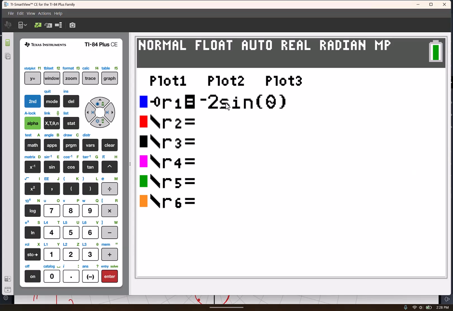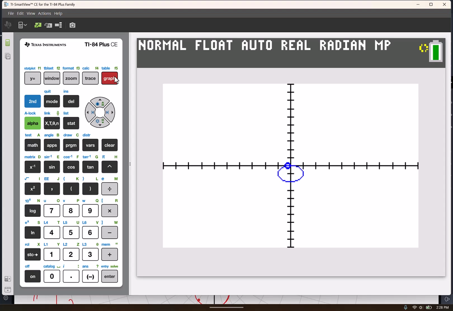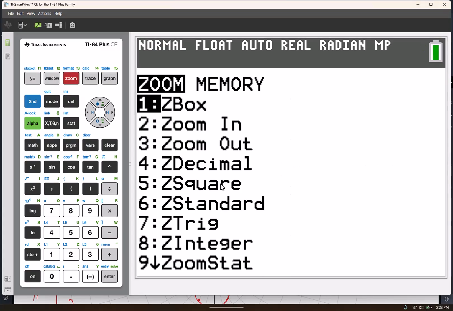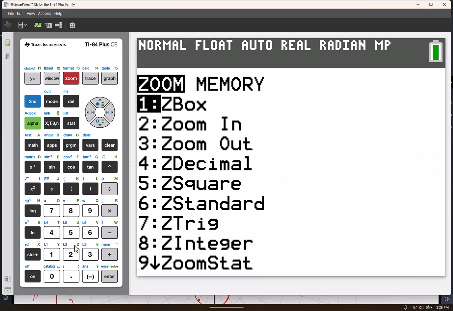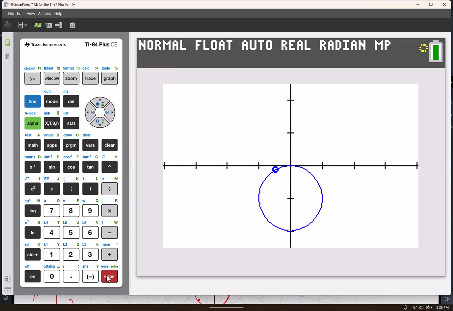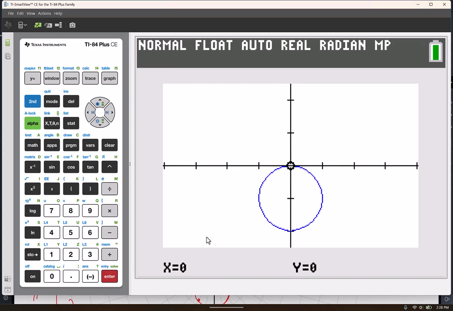And now look what happens. I'm going to push graph. Child, that doesn't look like a circle. That's because my window's not a square window. Push zoom and push square, number 5. And look at that. It went too fast. Let me see if I can zoom in. Look, that's a circle. And it is going too fast for me.